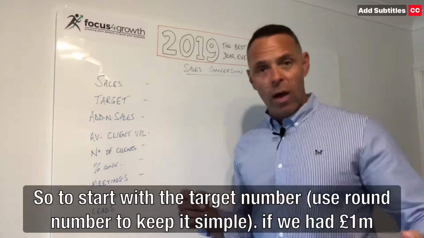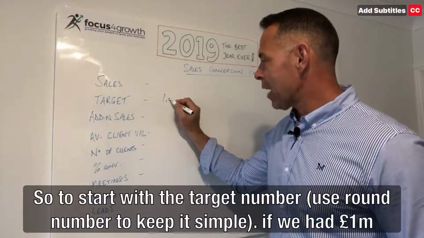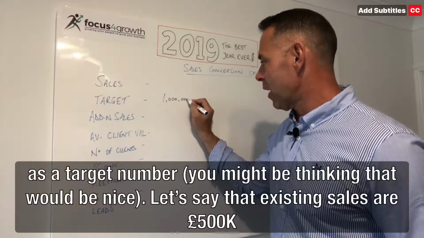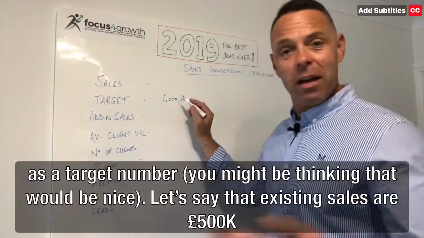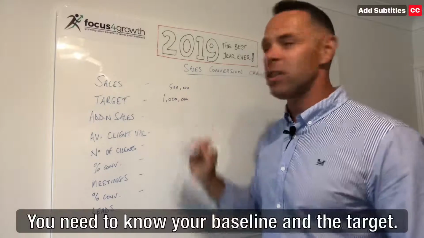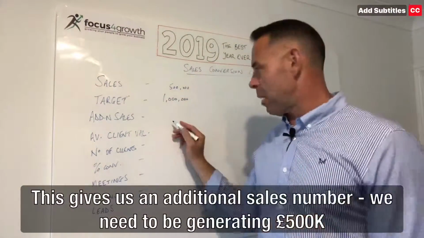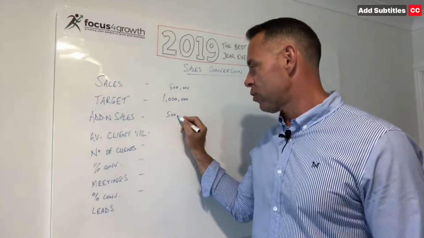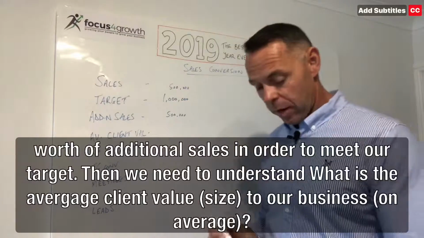So we'll start with the target number. Let's work with round numbers. It keeps it simple. If we had £1 million as a target number, some of you might be thinking that would be nice. Good. Let's say that existing sales in your business are around 500,000. So you need to know your baseline and your target, which gives us an additional sales number. We need to be generating £500,000 worth of additional sales in order to meet our target.